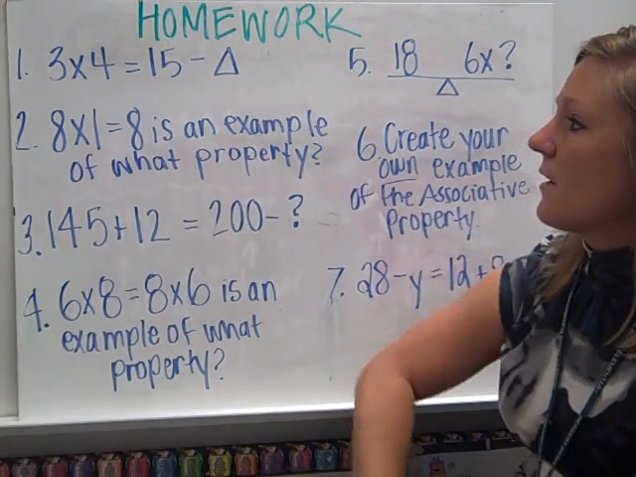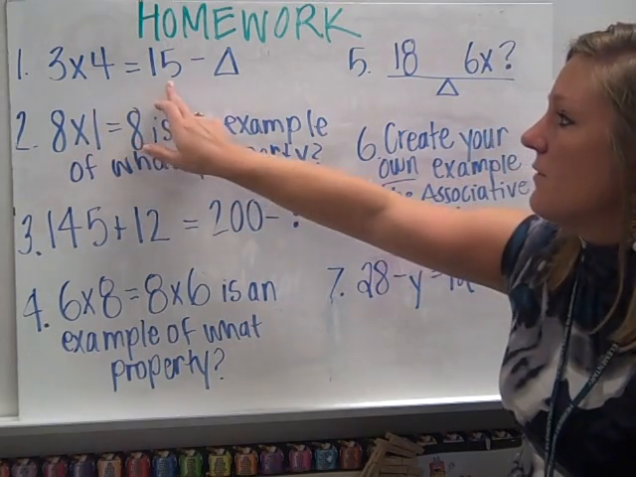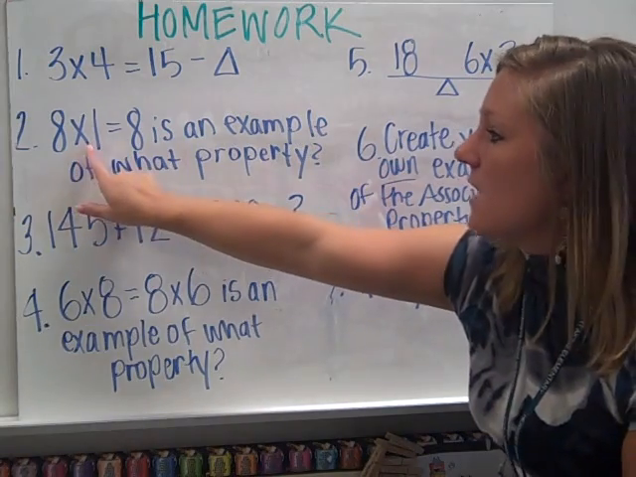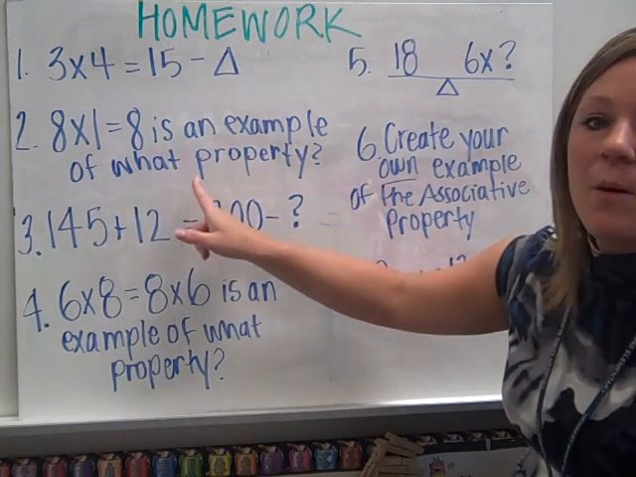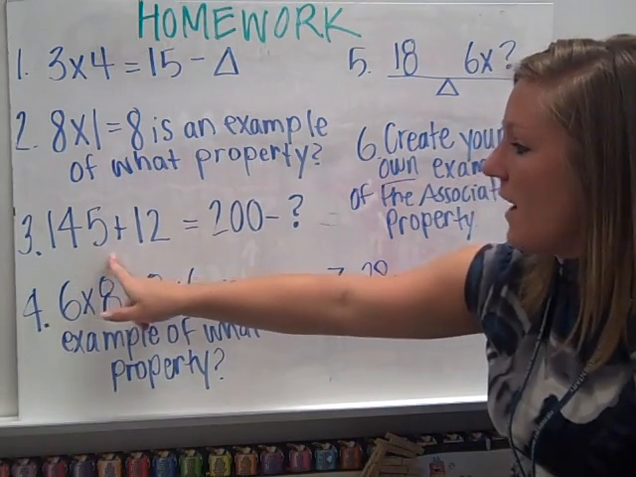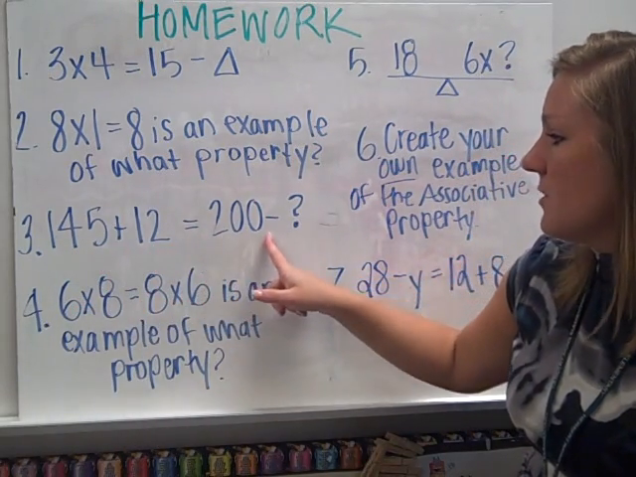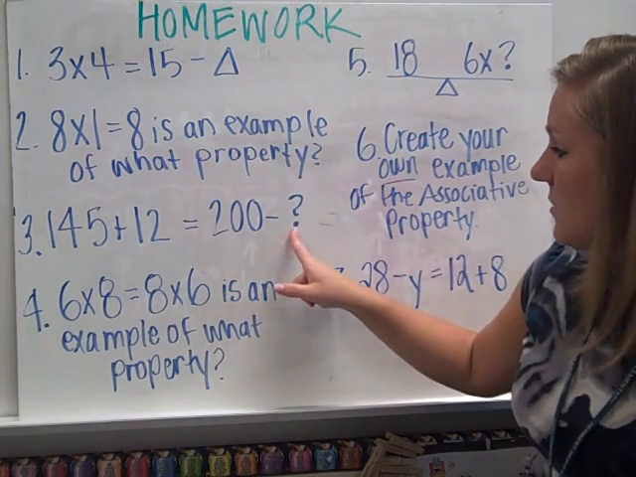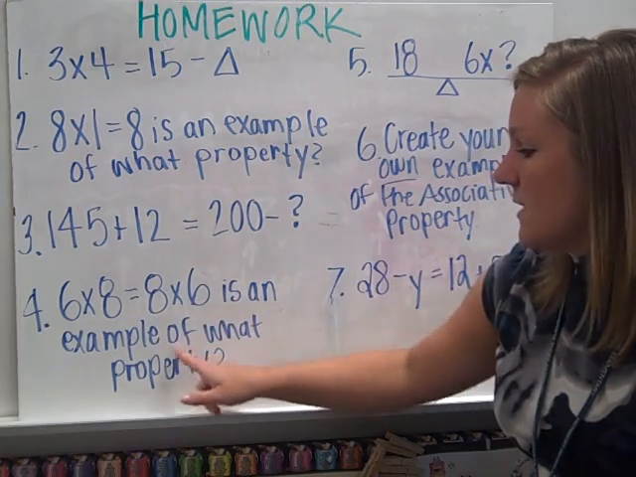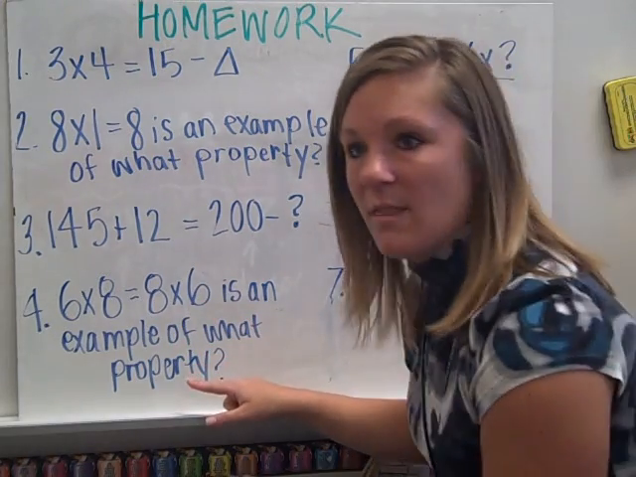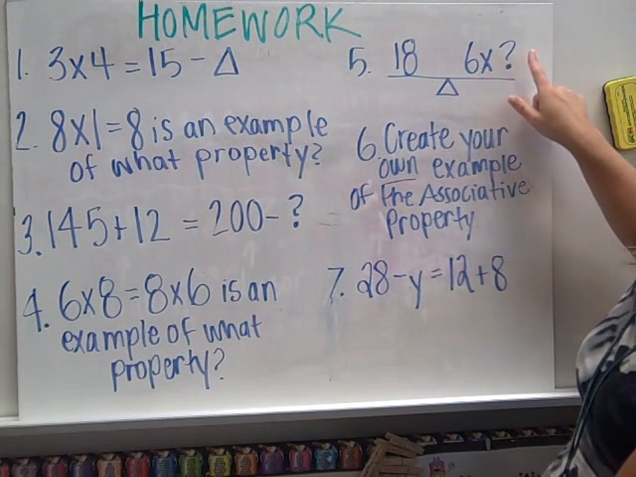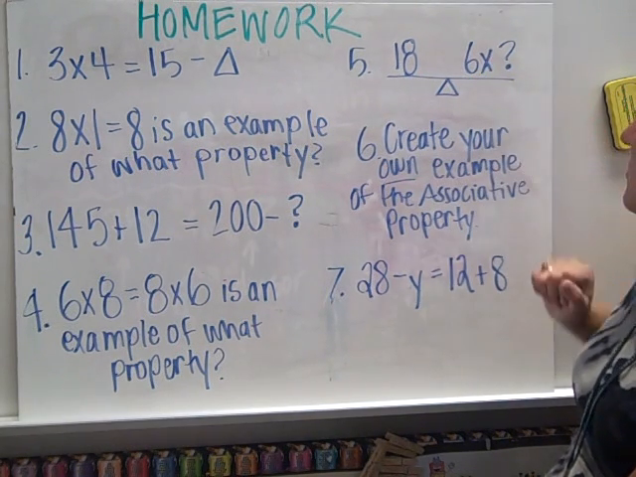Alright, here's your homework. 3 times 4 is equal to 15 minus triangle. You need to solve for the triangle. 8 times 1 equals 8 is an example of what property? Just tell me the property name. 145 plus 12 equals 200 minus question mark. You need to solve for the question mark. 6 times 8 equals 8 times 6 is an example of what property? Again, you can just write the name. 18 is balanced by 6 times what number? So solve for that question mark.